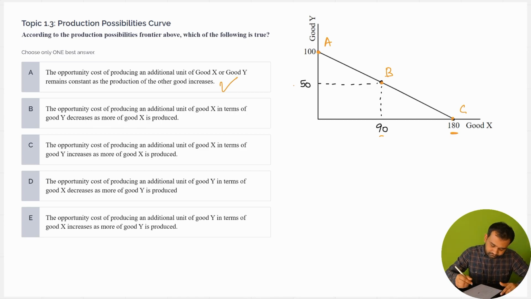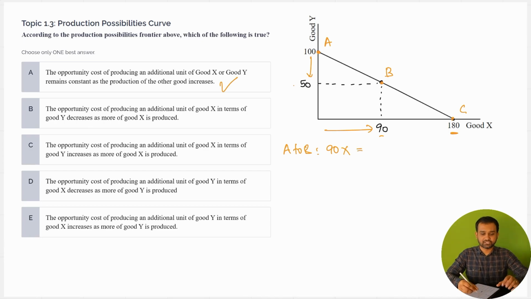So let's start. If I go from A to B, that means what? I have increased good X production by 90 units. And as a result, I have decreased good Y production by 50 units. So to produce this 90 units extra of X, I had to give up production of 50 Y. So that means to produce 1 unit of X, I had to give up 50 over 90 Y, which happens to be 5 over 9 Y. Okay, so that is from A to B.